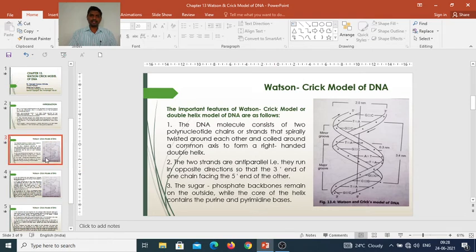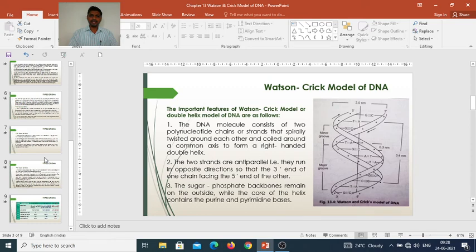The next point that we studied is the various types of the DNA, that is the B form, A form and Z form of the DNA. In addition to this, we also studied the difference between the types of the DNA, that is B form, A form and Z form of the DNA.